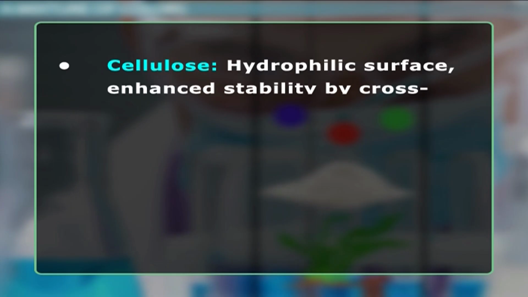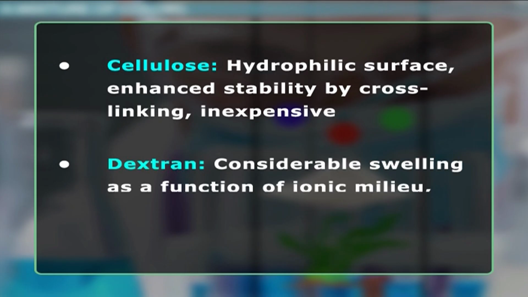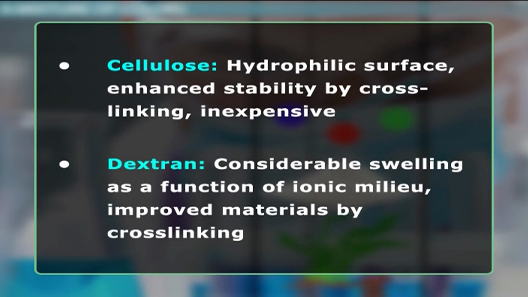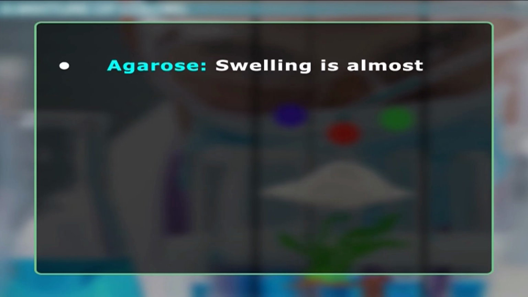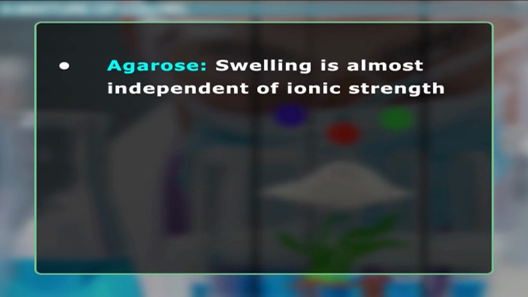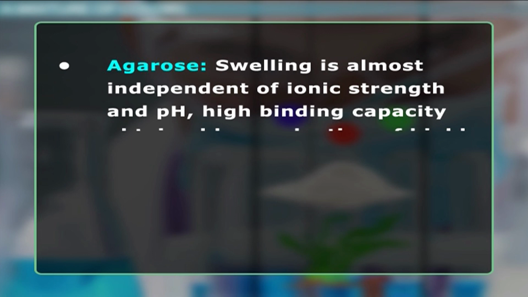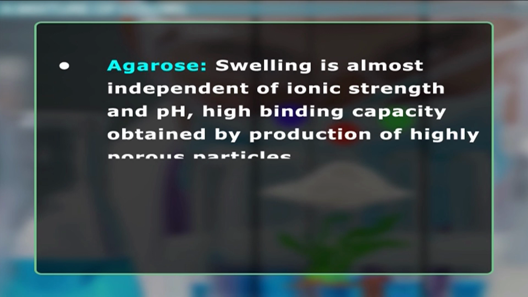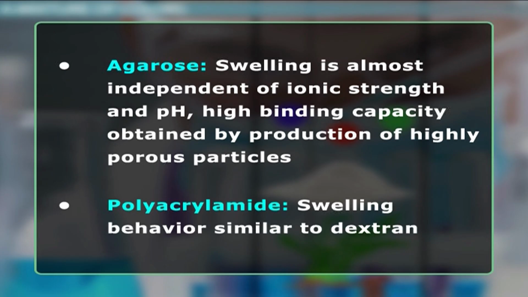The next topic is matrix materials, which include cellulose: hydrophilic surface, enhanced stability by cross-linking, inexpensive. Dextran: considerable swelling as a function of ionic milieu, improved materials by cross-linking. Agarose: swelling is almost independent of ionic strength and pH, and high binding capacity is obtained by production of highly porous particles. Polyacrylamide: swelling behavior similar to dextran.